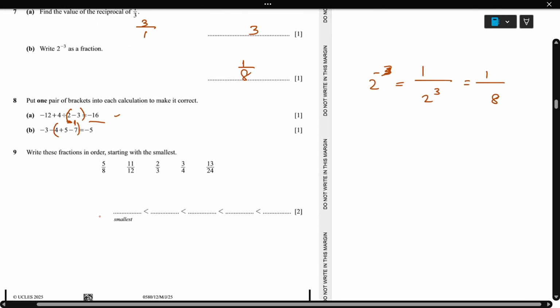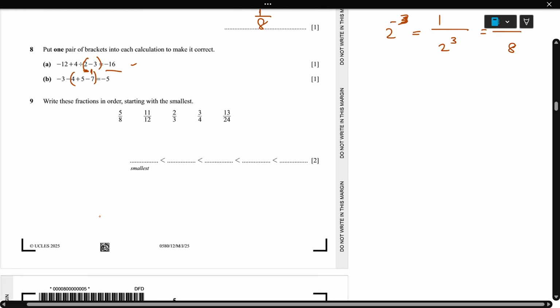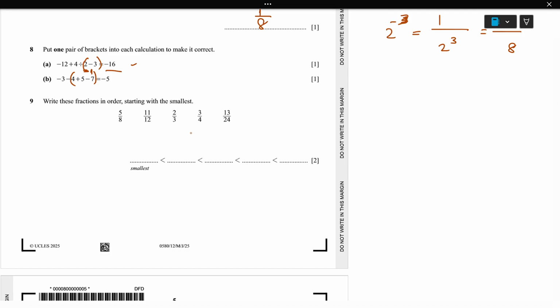Next question, write these fractions in order starting with the smallest. We have to make the same denominator everywhere, that will be easier. So the LCM is 24, all are multiples of 24. So this one as it is. This one we make 24. We multiply the denominator by 3, so the numerator also we have to multiply by 3. Here multiply by 2, so 22 here. Next multiply by 8, so 24, so here 16.